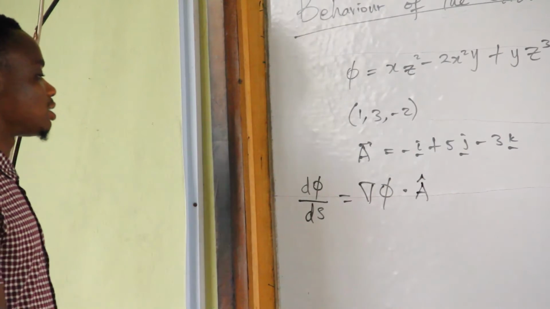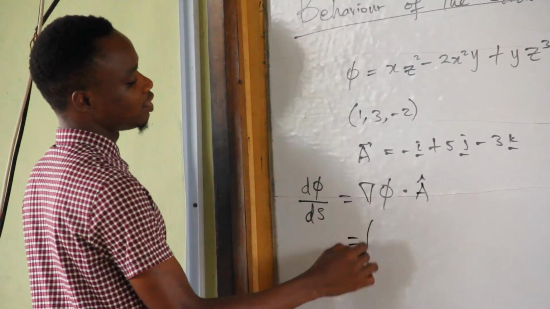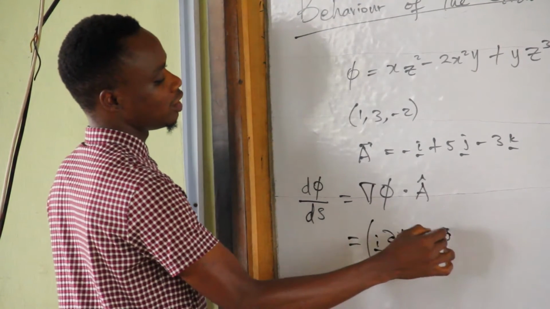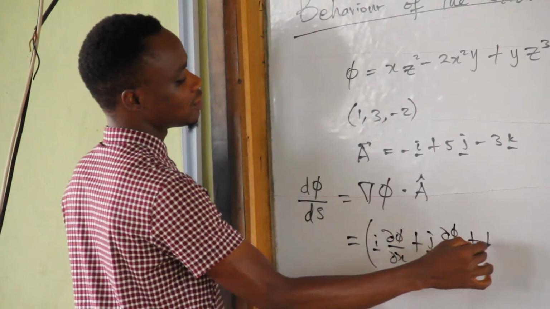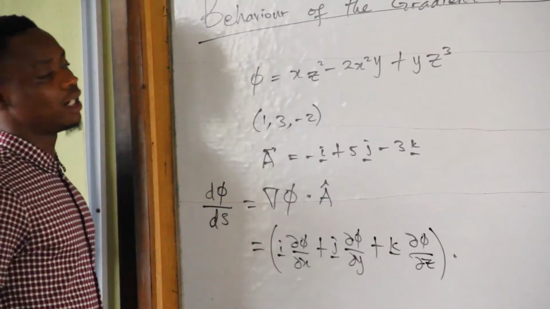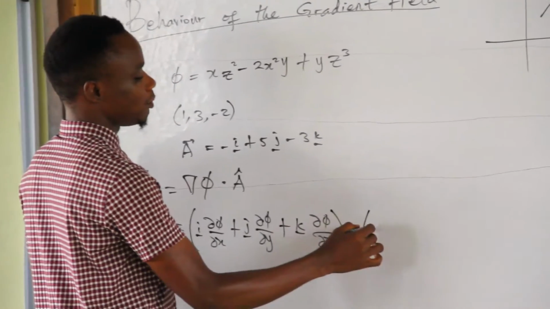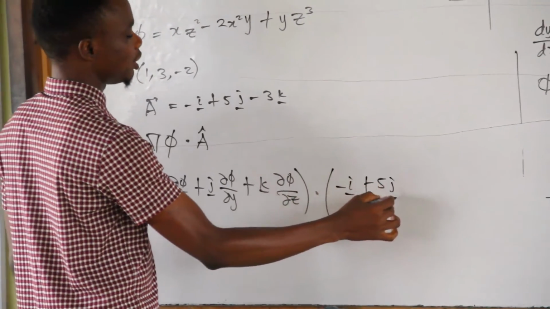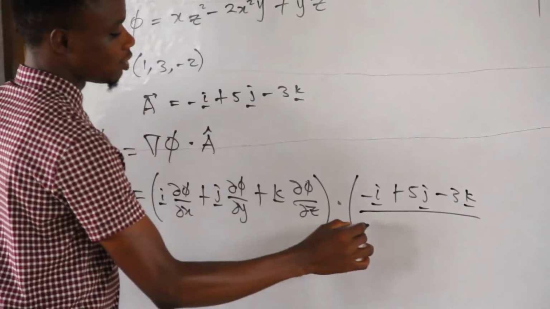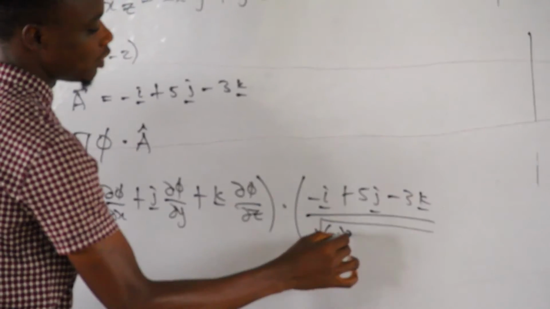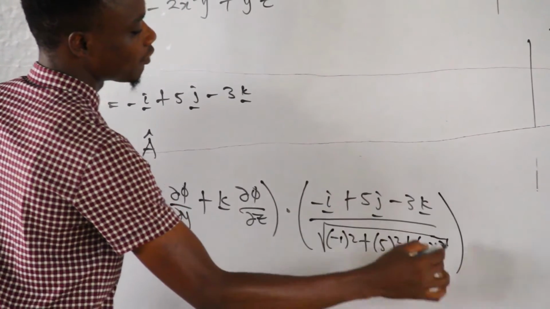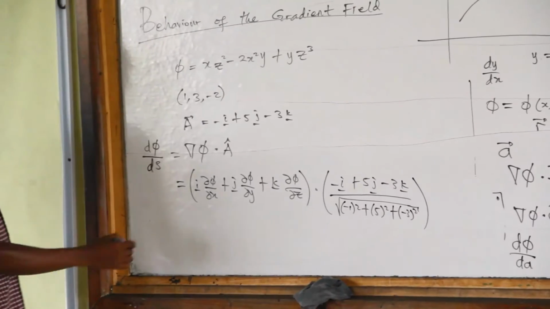So to give me the directional derivative of this, what is our nabla phi? Nabla phi is going to be equal to i del phi del x plus j del phi del y plus k del phi del z. The unit vector in this direction is going to be minus i plus 5j minus 3k divided by the modulus of this vector. So that's going to be the square root of minus 1 squared plus 5 squared plus minus 3 squared. Does that make sense? Right. So we can carry this out.